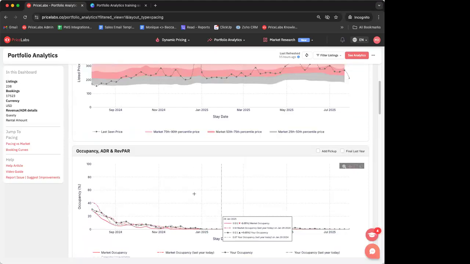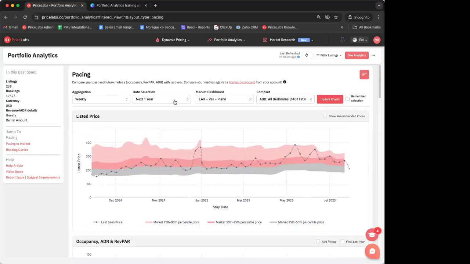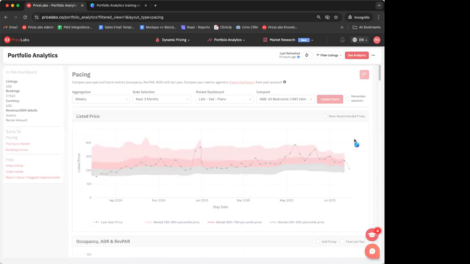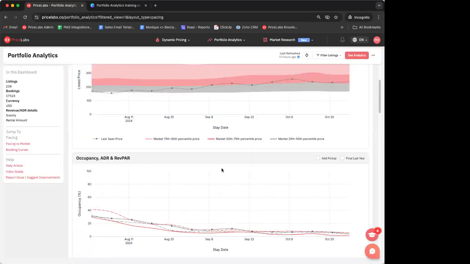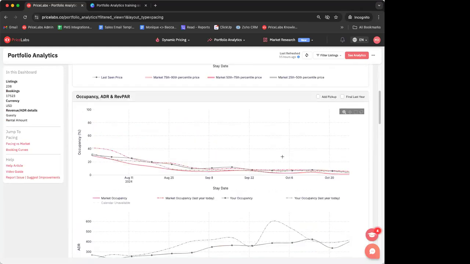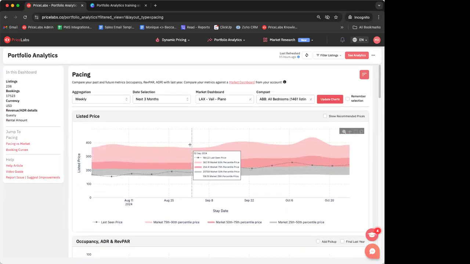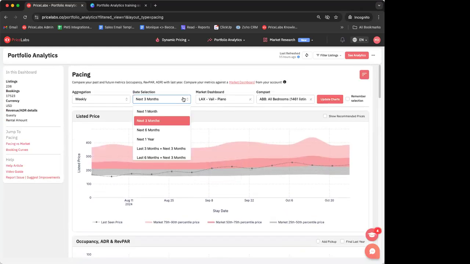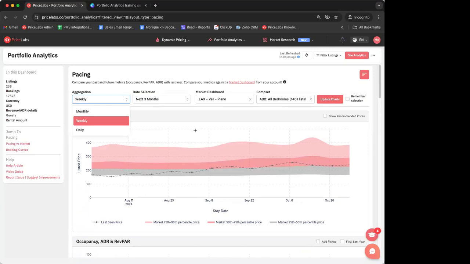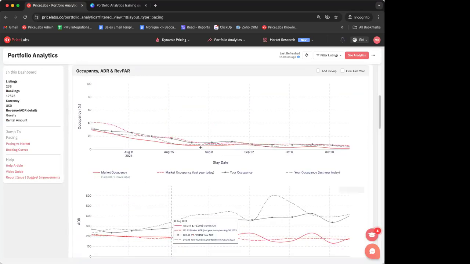The second chart down here goes into a little bit more detail. I'm actually going to change it back to look at the next 3 months. That way we can see a little bit more detail. This is where we're looking at the occupancy, ADR, and RevPAR charts. Actually, yeah, weekly's fine. All right, so we're looking at the occupancy of your portfolio versus the market here.